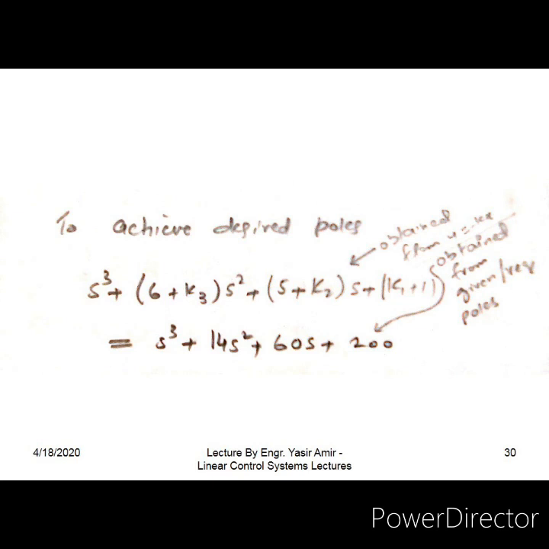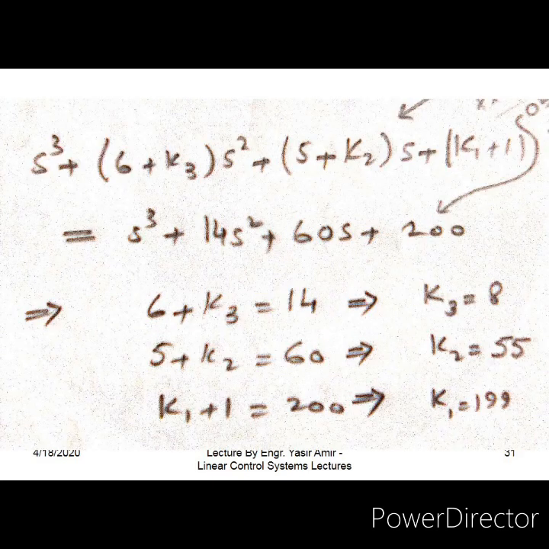The s squared coefficient is 6 plus k3 and 14, they are equated: 6 plus k3 is equal to 14. Then the coefficient of s is 5 plus k2, and in the other polynomial we have 60, so k2 plus 5 is equal to 60, and then k1 plus 1 is equal to 200. In this way we equate the coefficients of the polynomial, and we get the values of k1, k2, k3. Now we have three equations. 6 plus k3 equals 14, which gives us k3 equal to 8. Then 5 plus k2 equals 60, which gives us k2 equal to 55. Then k1 plus 1 equals 200, which gives us k1 equal to 199.